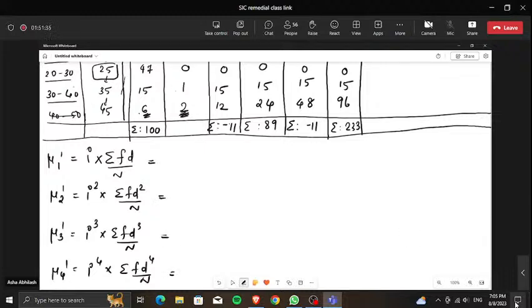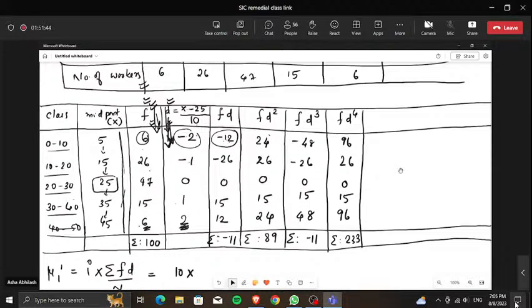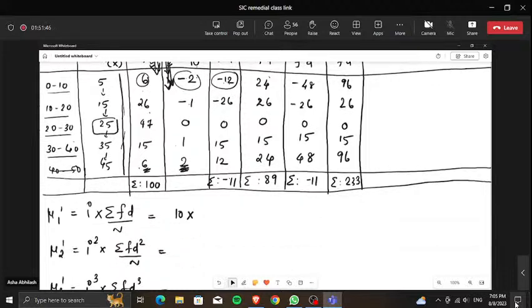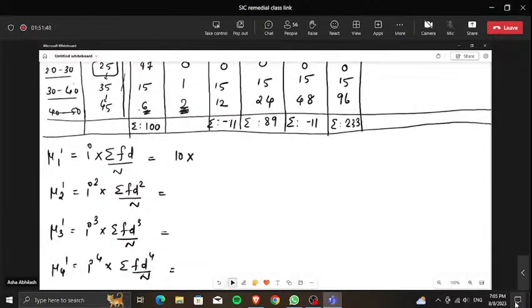So I means 10, summation fd. I think this is summation fd minus 11, right? Mu1 is minus 1.1. Yes, just a minute. Let me complete this. Divide by what is that n here? This is your n. N is equal to summation f, the total frequency. That number is your total number n. So what are you getting? 1 point?